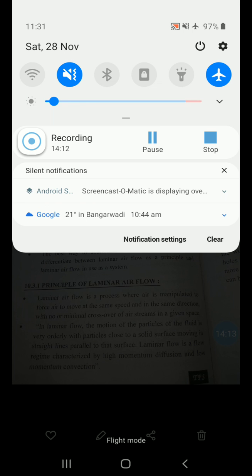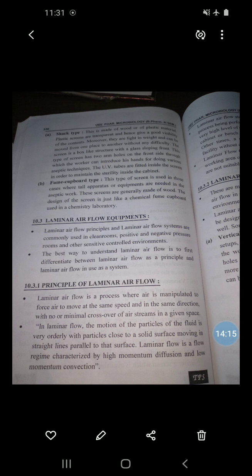The best way to understand laminar airflow is to first differentiate between laminar airflow as a principle and, second, laminar airflow in use as a system.